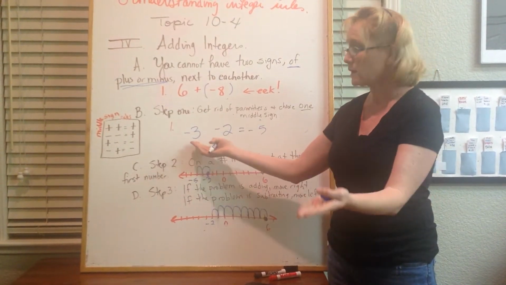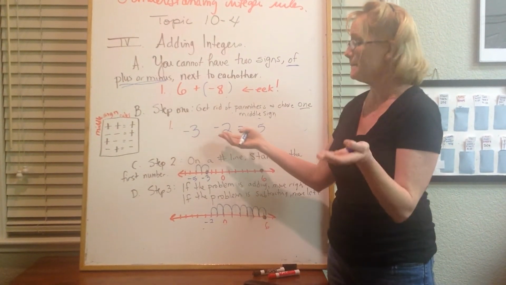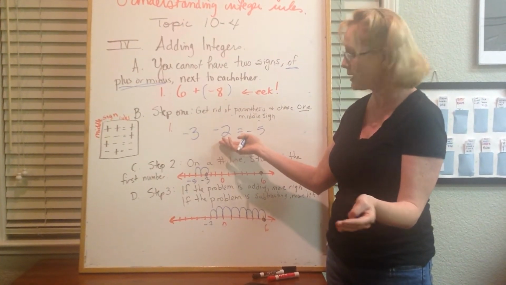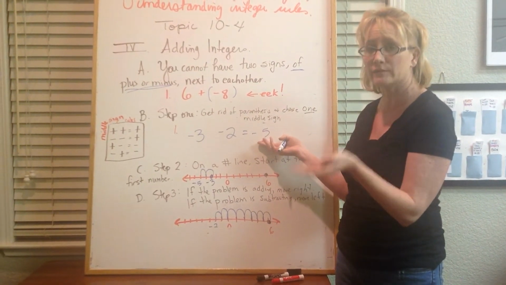Another way of saying it is I borrowed $3 from my mom. And I borrowed $2 more from my mom. How much did I borrow? I borrowed $5. That's a negative.